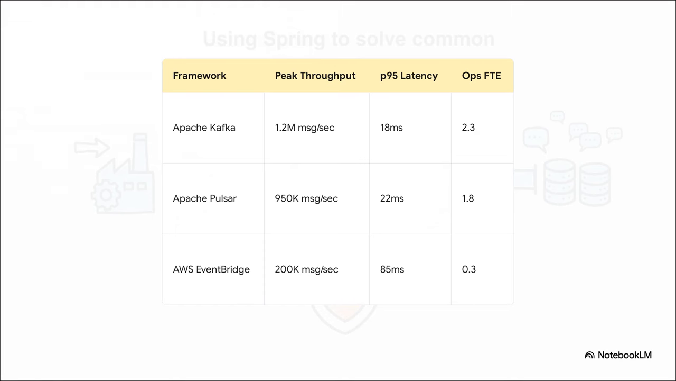This table really brings those tough choices to life. I mean, just look at Kafka. You get insane throughput, super low latency, but then you see that hidden cost. The research shows it takes, on average, 2.3 full-time engineers just to manage it. That's huge. On the flip side, serverless is cheap to run, but that latency is way higher. You can see there's no silver bullet here. It's all about navigating these trade-offs.